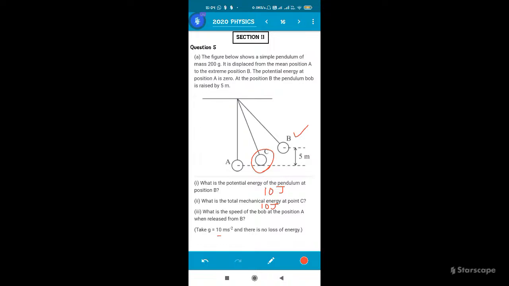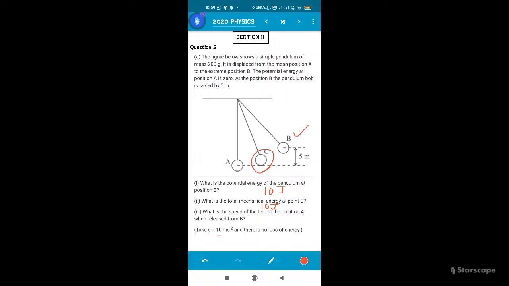What is the speed of the bob at the position A when it is released from B? So just imagine we have held the bob at B position and then we are slowly releasing it. What will happen? It will move to point A, which is the mean position. So we have to find the velocity in that case.